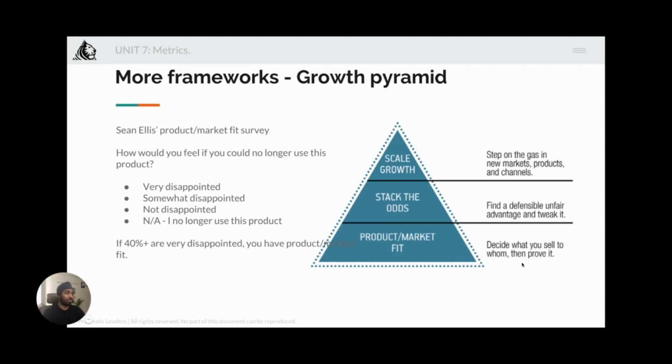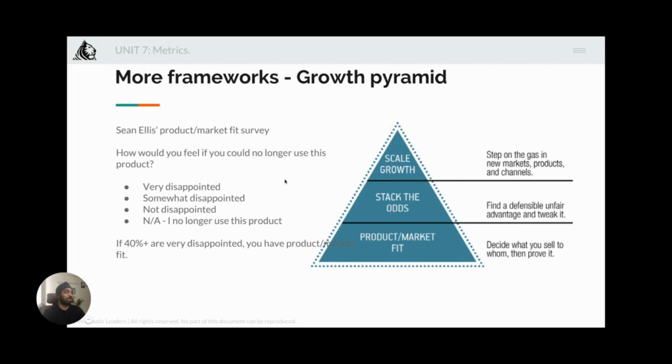Decide what you sell to whom and then prove it. Then you stack the odds: find a defensible, unfair advantage and tweak it. And finally, you scale the growth. Step on the gas in new markets, products, and channels. That's how you grow, and you'll figure out the right metrics for each one of them.